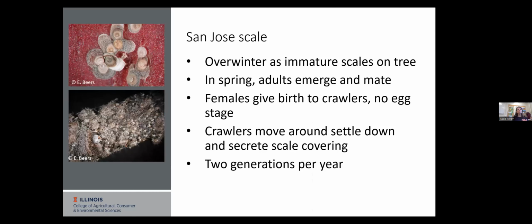And the adults emerge in the spring and mate. And so in the spring is when you get those crawlers. And that's where you probably want to target some of the control because they're not covered in that waxy covering yet. And so again, scouting is important if you have this pest. There aren't traps for this one necessarily. And so, you're wanting to have the scouting for this.